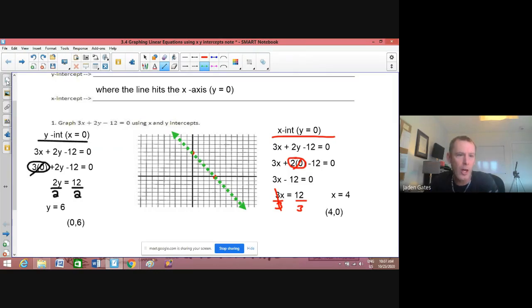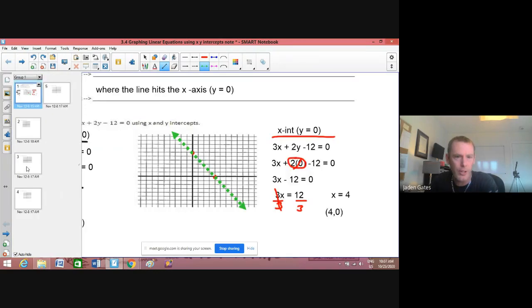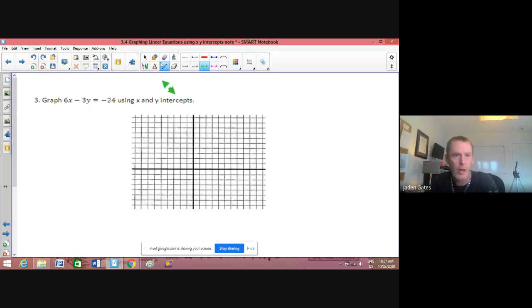All right. So let's see. I'm going to do example number 3 here. I'm going to do 1, 3, and 4. All right. So again, I'm going to graph this using my x and y intercepts.